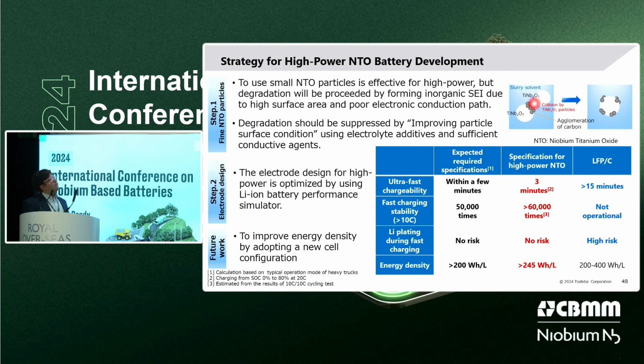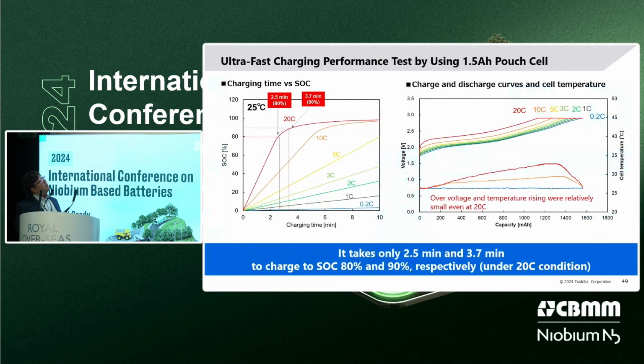However, in order to clarify such a concept, we have already checked by using a small pouch cell. And this is a result of quick charging. As you can see here, it takes only 2.5 minutes up to 80% and 3.7 minutes up to 90% under 20C charging condition. And take a look at charge and discharge curves. Overvoltage and temperature rising are not so big, even at 20C rate.